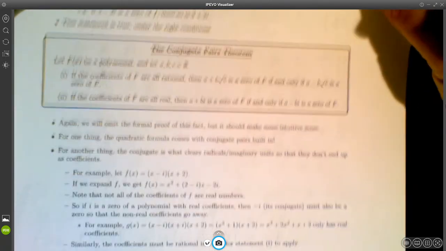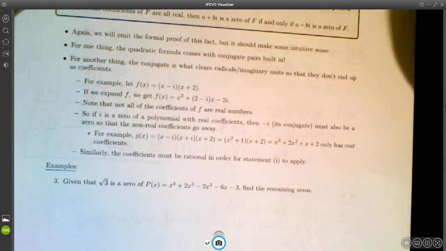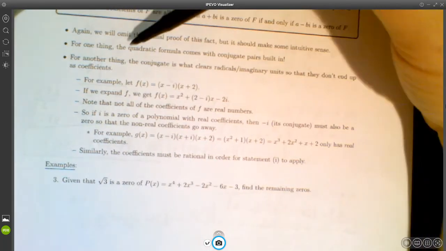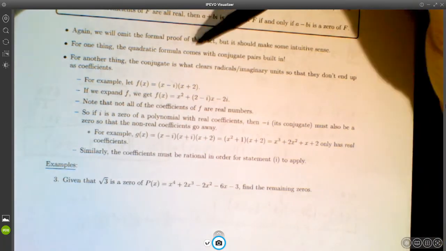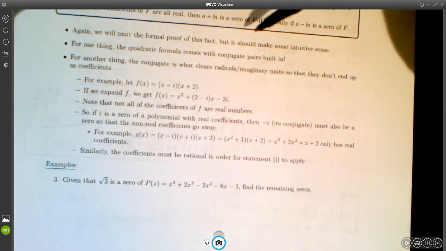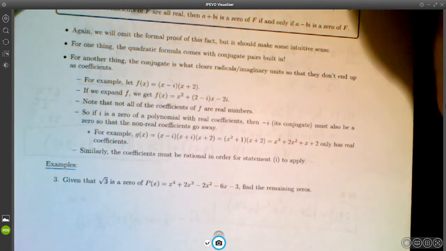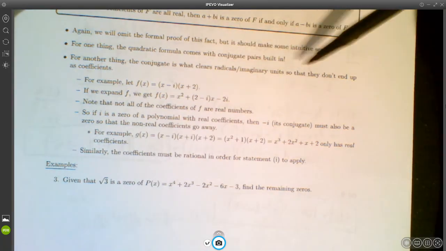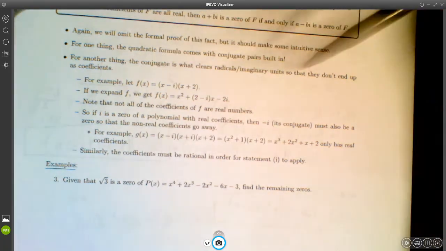Okay. So again, I'm not going to give you a formal proof of this, but it should make some intuitive sense for a couple reasons. For one thing, like I said before, the quadratic formula comes with conjugate pairs built in. So if you're ever using the quadratic formula, then you're getting conjugate pairs in some sense. For another thing, the conjugate is what clears radicals and imaginary units so that they don't end up as coefficients.